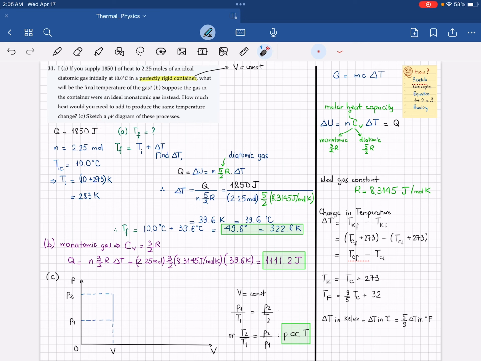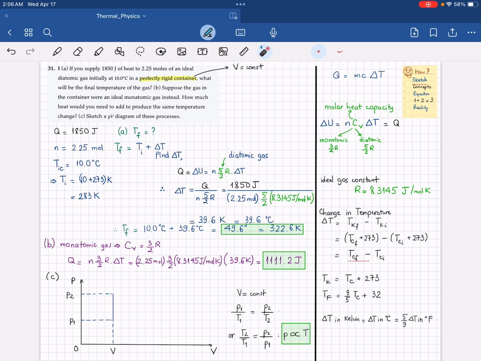Okay, so these kinds of problems give us information about the heat and also the moles, and then it asks for the change in the temperature in order to find the final temperature, right? Then we need to know the change in the temperature. So do we have any equation that will relate the change in the temperature with the heat and with the moles? Yes, we have.